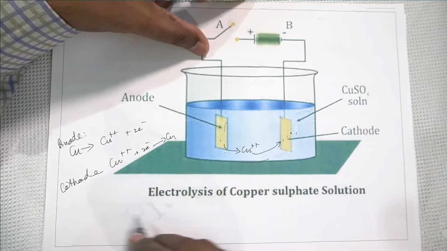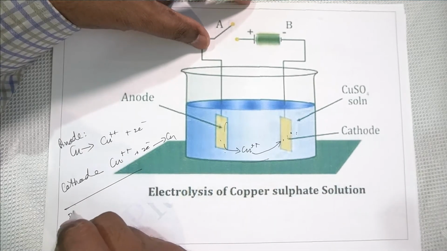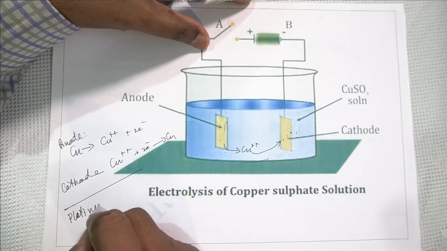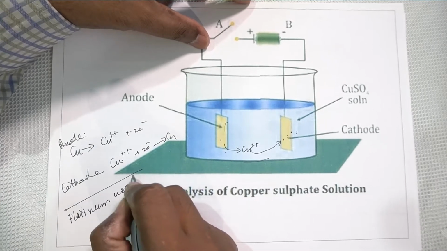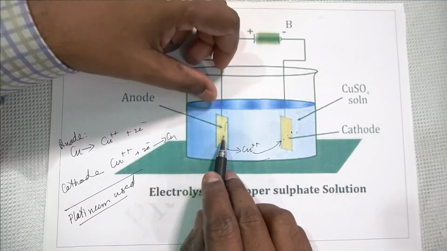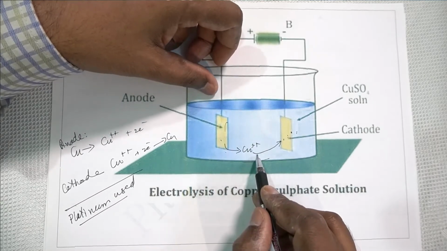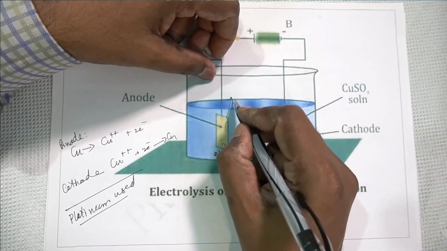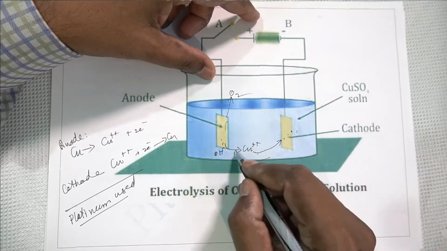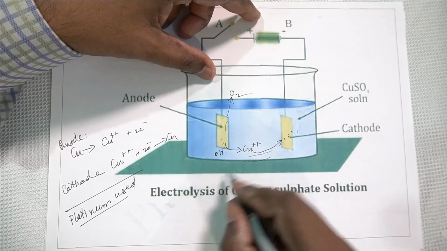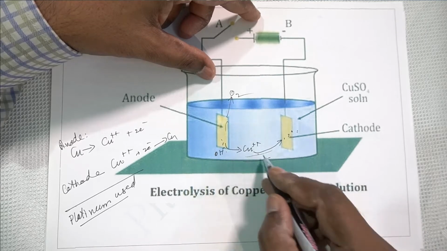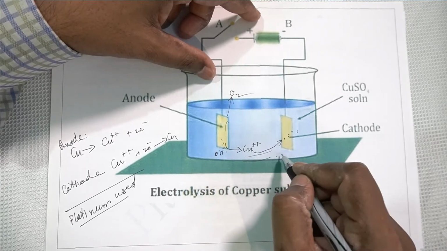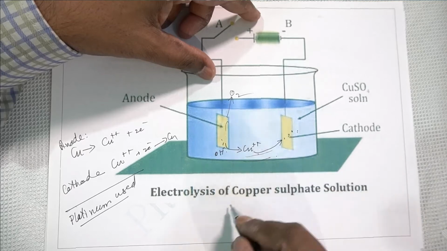Now if platinum electrodes are used, what will happen? The anode will not give copper ions. At the anode, OH minus ions will be discharged. Oxygen will come out as a product, and the cathode will get copper discharged. So the blue color of the solution fades. Why? Whatever copper ions are there in the solution are getting discharged at the cathode, so it will fade. So this is the situation.